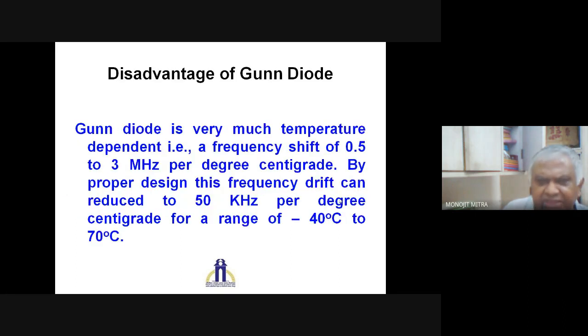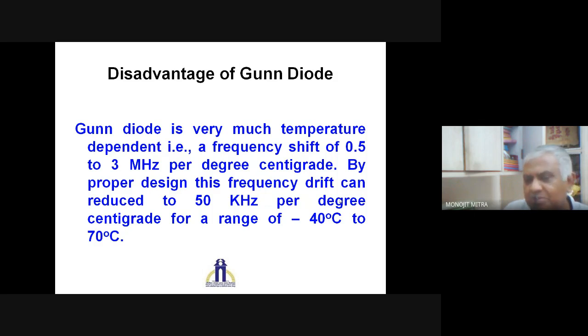And as a disadvantage, the Gunn diode is very much temperature dependent. That is the problem, because I told you that whenever you apply voltage and you increase the value of voltage or field, then current will start to flow more and more, then automatically heat will develop and temperature rise takes place. So that's why the Gunn diode is very much temperature dependent, and its frequency varies with this temperature. The value recorded in the book is a frequency shift of 0.5 to 3 megahertz per degree centigrade rise of temperature.